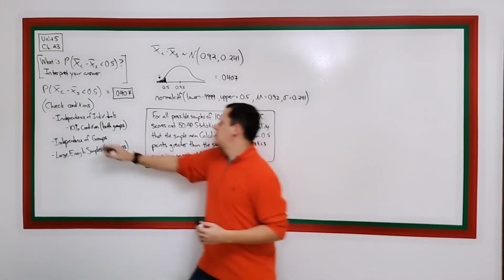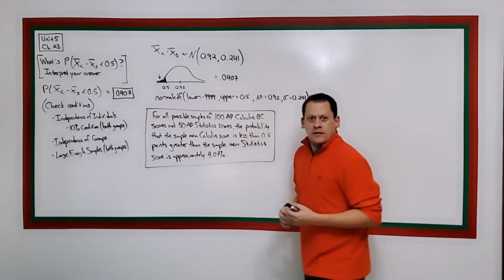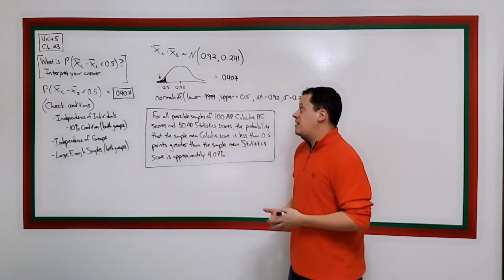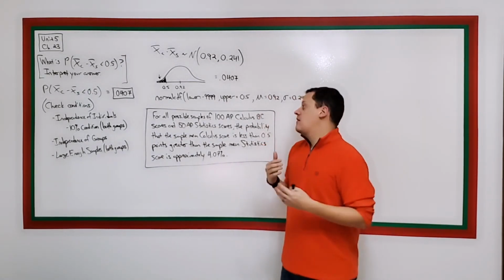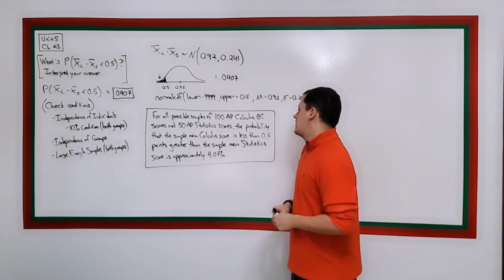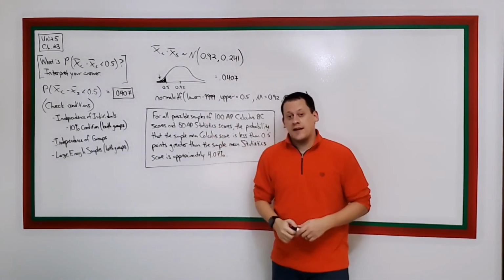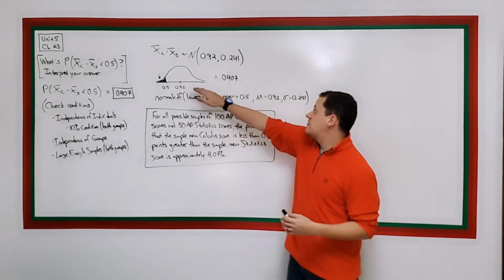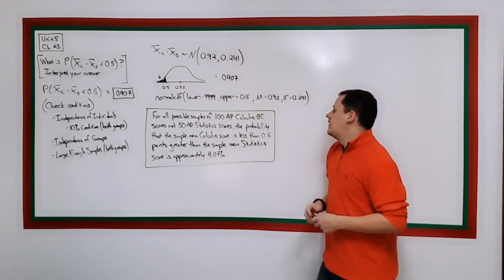Okay. Do you buy that? I'm essentially interpreting this inequality. That is the sample mean calculus score being less than 0.5 points greater than the sample mean statistics score. And that probability is approximately 4.07%. Not particularly likely. This jives with our sketch here. That should be a fairly small probability.